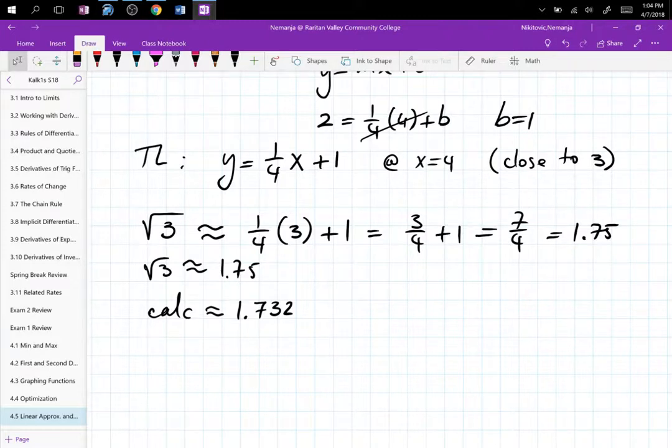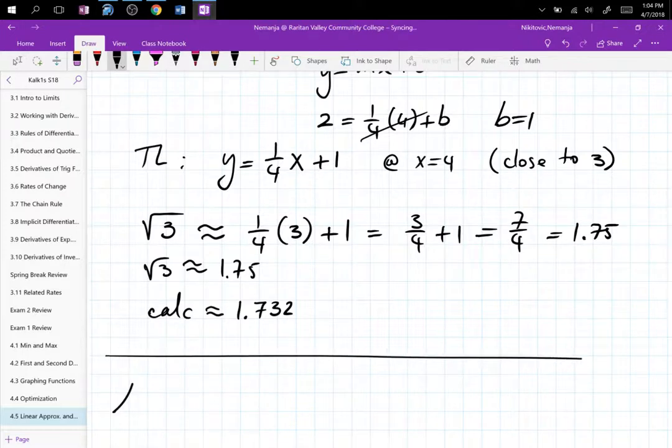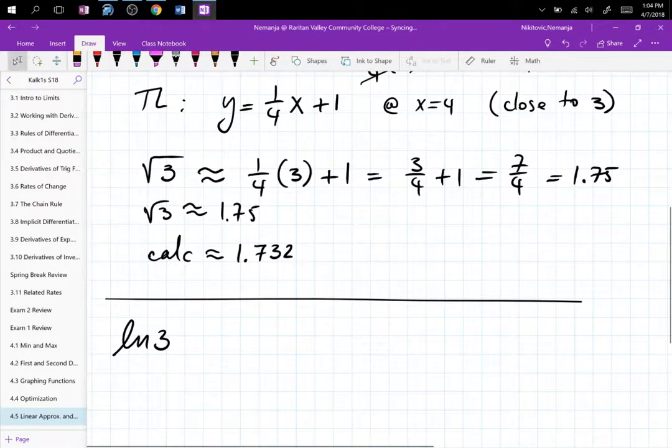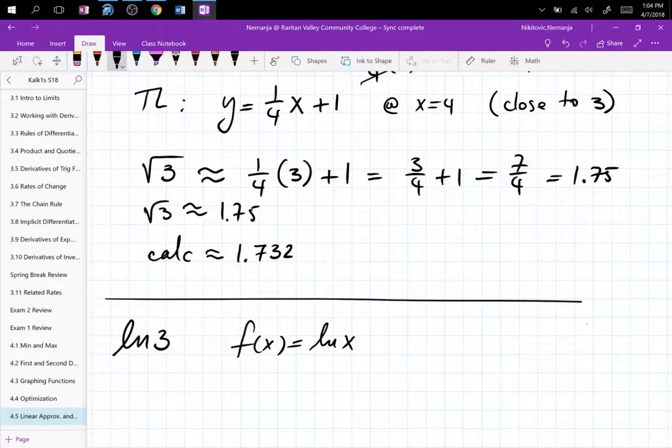How about ln of 3? Can we do that one? It's going to be the same stuff. Your function f of x is ln x. The derivative is 1 over x. And we are going to compute this at the value x equals e, because e is easy to compute with ln's, right? It's close by.